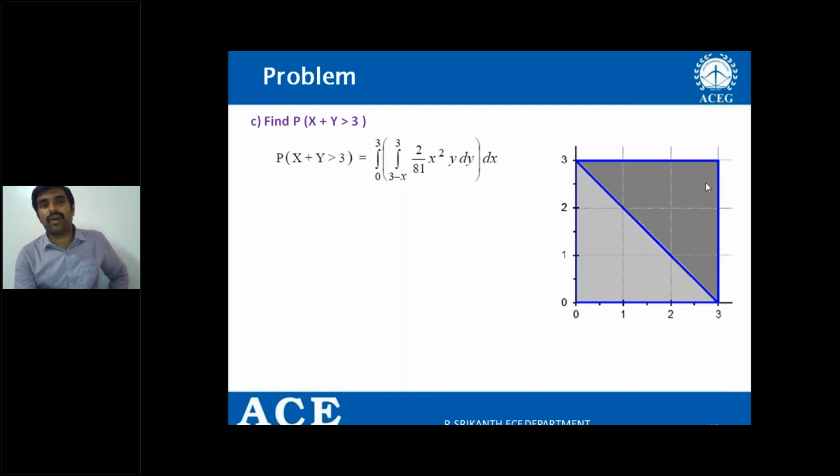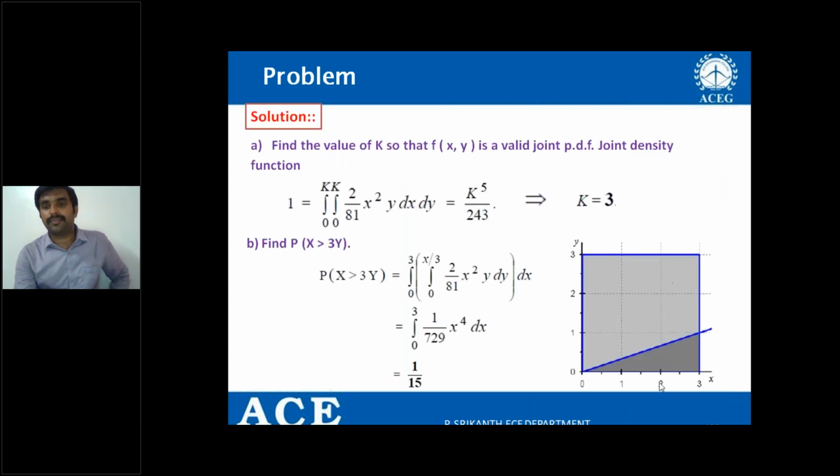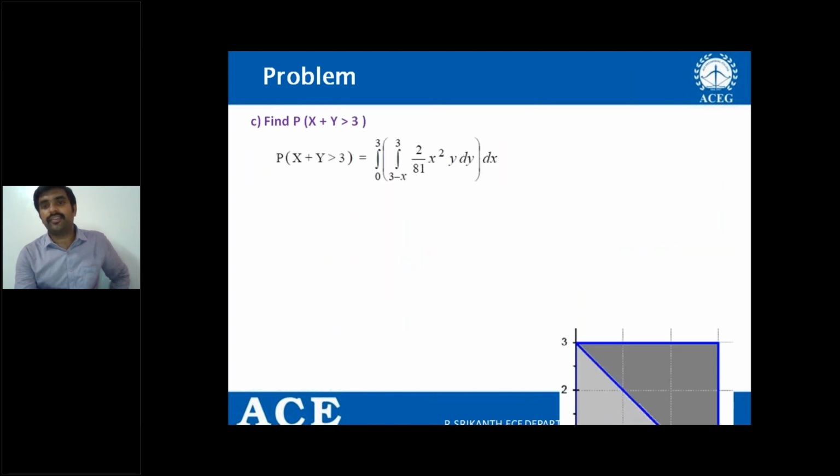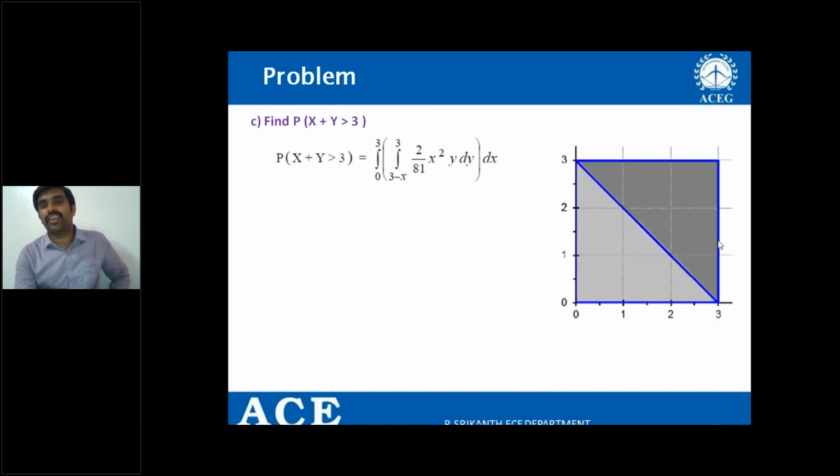This is called P of x plus y greater than 3. I repeat, this part is P of x greater than 3y, and this part is P of x plus y greater than 3. For this, mathematically you can write 0 to 3 for x. If x is taking the limits from 0 to 3, y will be taking the limits. Y is greater than 3 minus x, that is above 3 minus x, up to which value? The maximum value of y is 3 only.